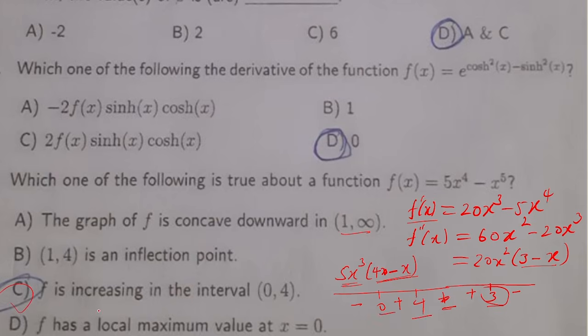The answer is C. What about D? F has local maximum value at x equal to 0. It changed the sign from negative to positive. So this is a local minimum.